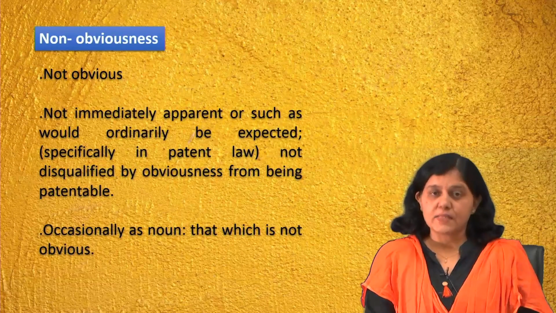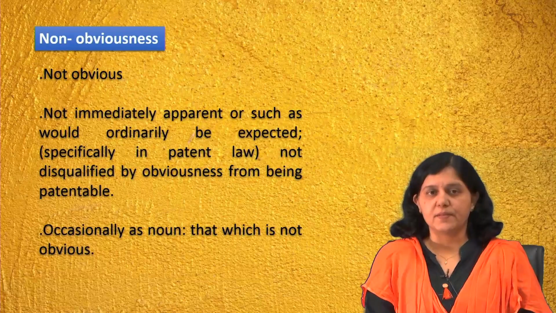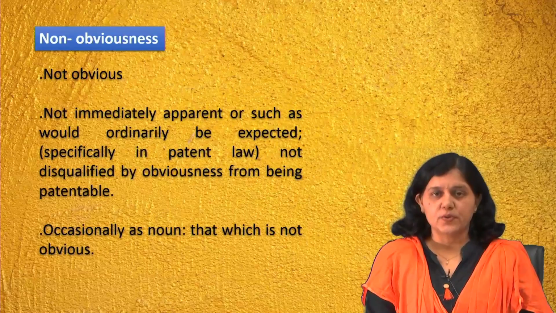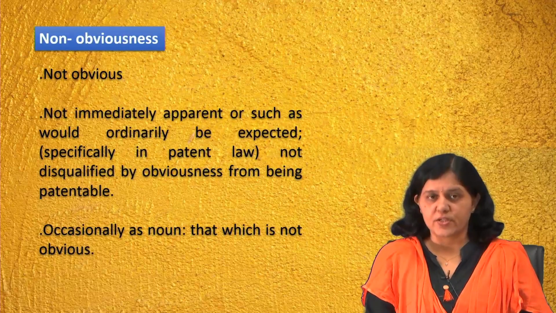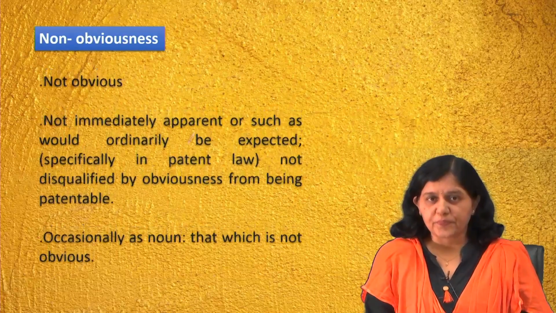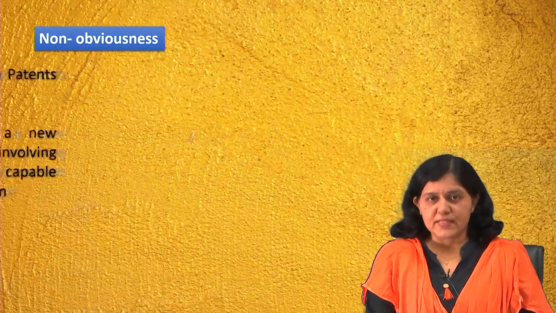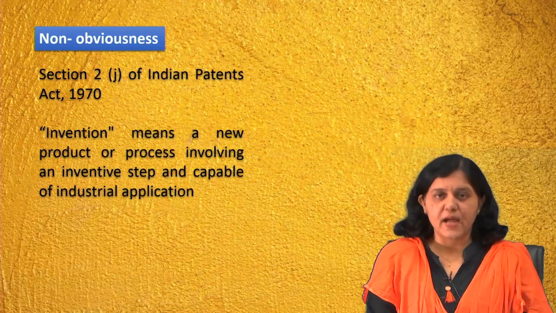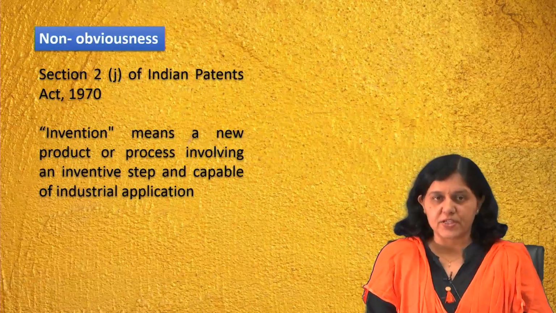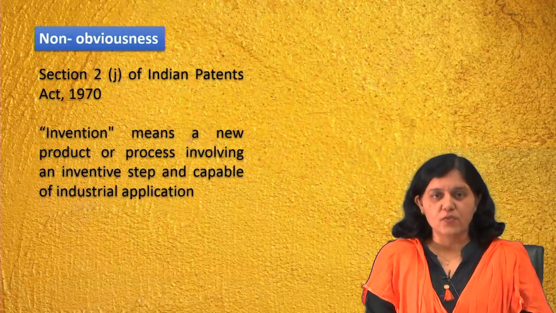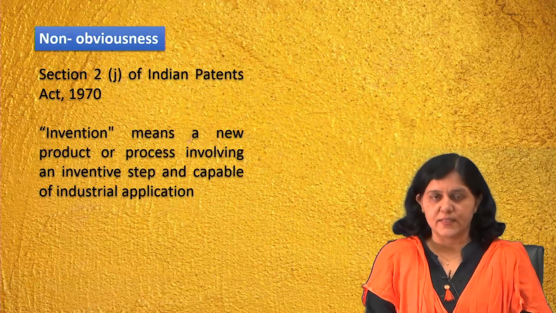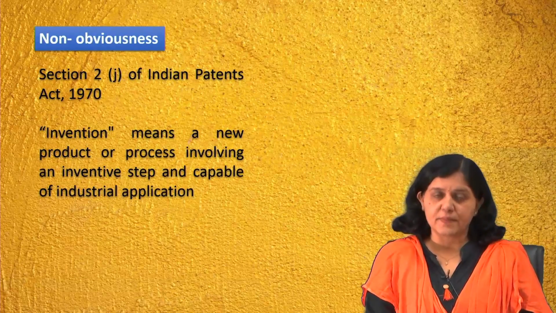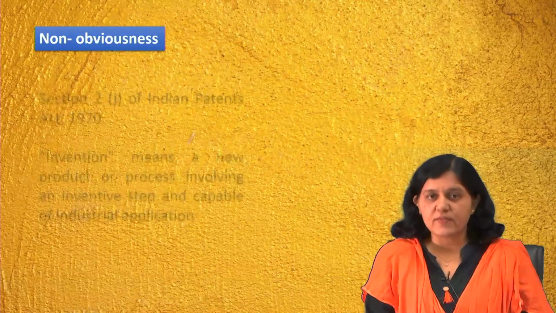Now, as per the Patent Act, how is it interpreted by the examiner? So, let us check that. In the last module, we have seen the definition of invention. Do you remember? Invention means a new product or process involving an inventive step and capable of industrial application. And we have seen the meaning of new product or process in detail. We also mentioned the definition of inventive step in the last module. What is the meaning of inventive step?